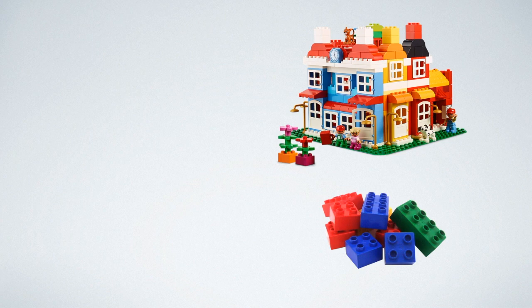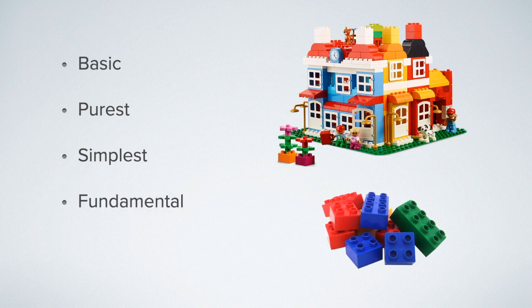So, a first principle could be described as basic, the most basic form, the purest, the simplest, the most fundamental, and it's kind of indivisible. It's like you have narrowed down the most basic form of a thing, and for this case, it's a Lego house. So now we have an idea of what a first principle is.